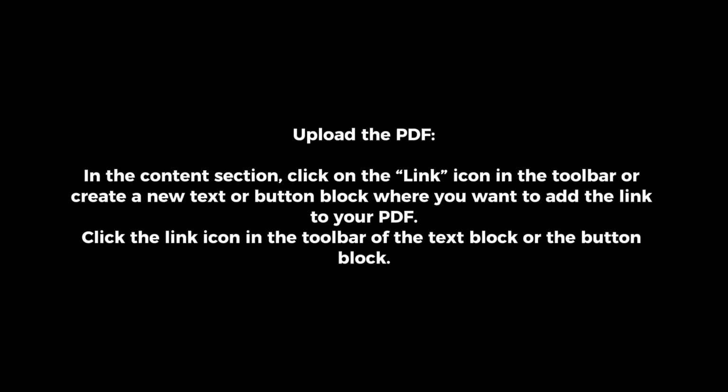Access the email builder. Click Design Email to enter the email builder where you can customize your email content. Upload the PDF. In the Content section, click on the link icon in the toolbar or create a new text or button block where you want to add the link to your PDF. Click the link icon in the toolbar of the text block or the button block.